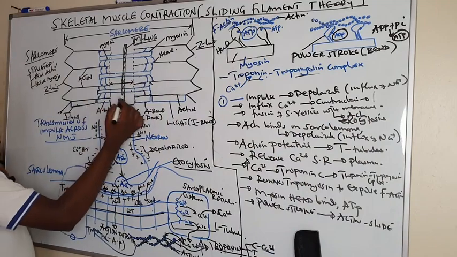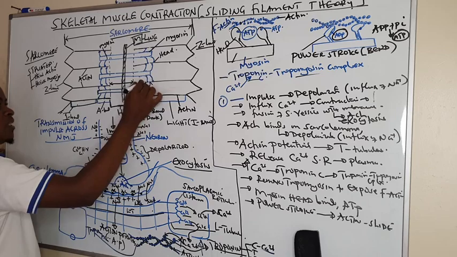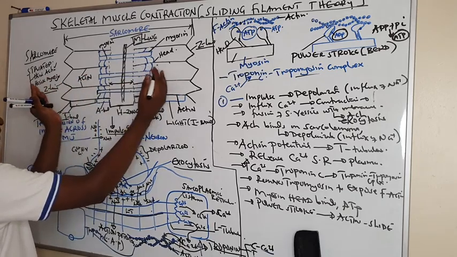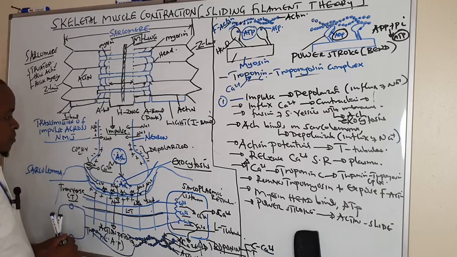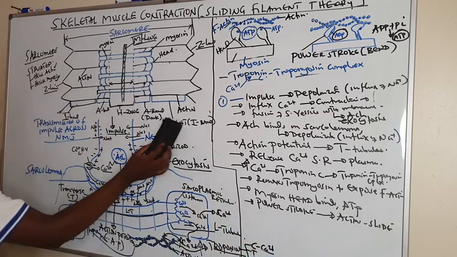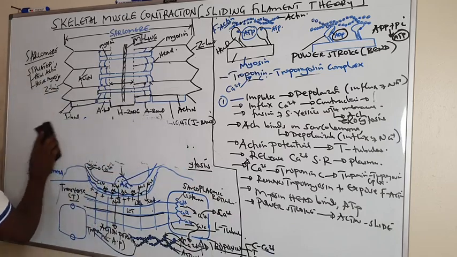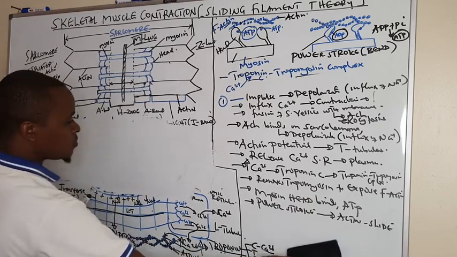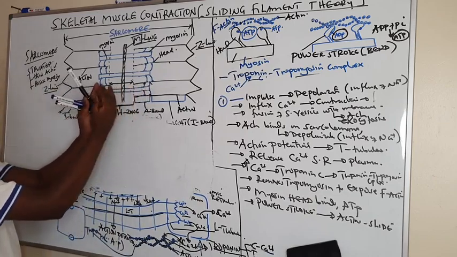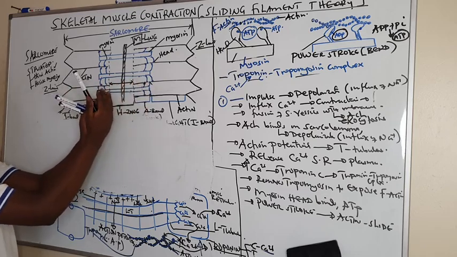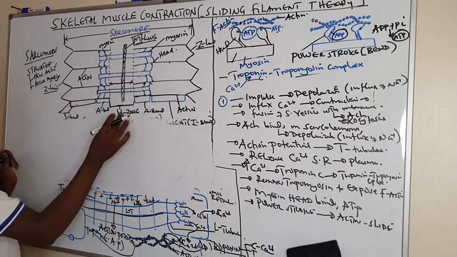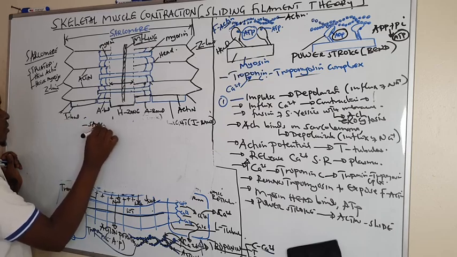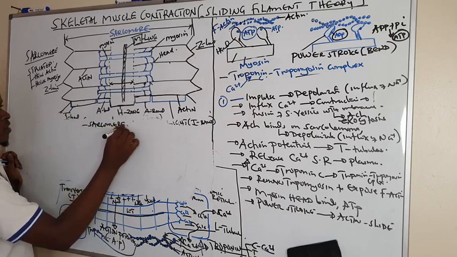So if I can illustrate it here, if the myosin head binds on the actin, on the F-actin site, it pulls. Even this one binds, pulls. So as they are pulling, what is going to happen to the sarcomere? The sarcomere will shorten. So the sarcomere length shortens.